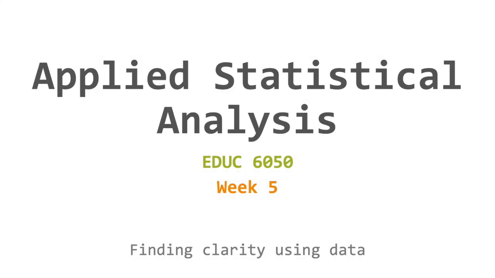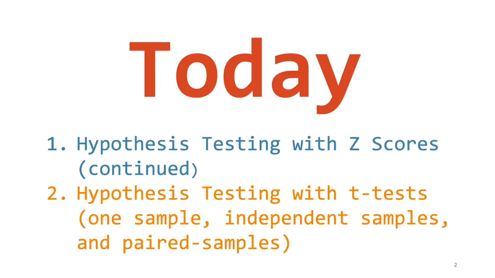Hello, everyone. This is the pre-recorded lecture for week 5 of Education 6050, the Applied Statistical Analysis course. So today we're going to be talking about hypothesis testing with z-scores briefly, and then we're going to introduce the more common t-tests. We're going to do one sample, independent samples, and paired samples.